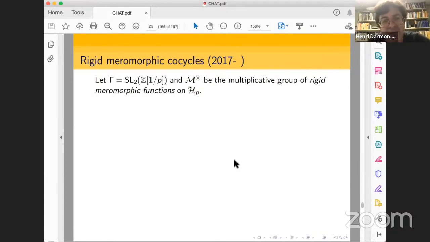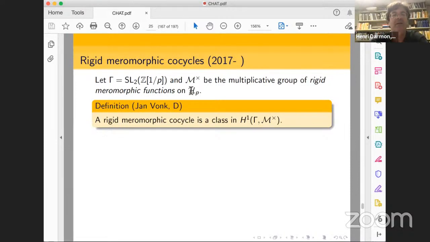what came after that. So it's natural when you think about rigid analytic cocycles to think about whether there might be objects that play the role of meromorphic modular functions rather than modular forms. And so it's natural to consider M star, the multiplicative group of rigid meromorphic functions, of which there are a lot more than rigid analytic functions. And we say that a rigid meromorphic cocycle is a class in the first cohomology of the Ihara group with values in M star. And these are objects that I started to study with Jan Vonk in 2017, roughly, 2016 maybe.